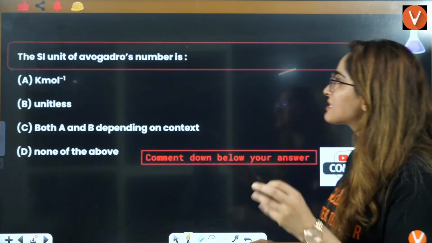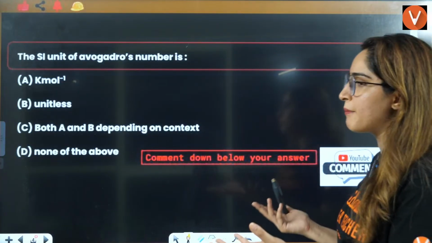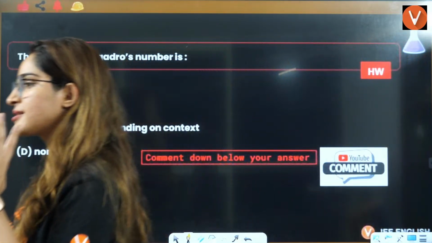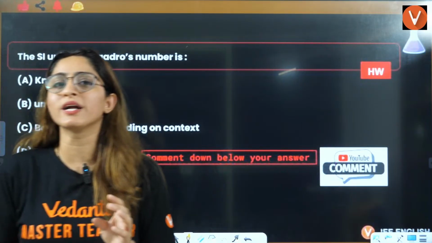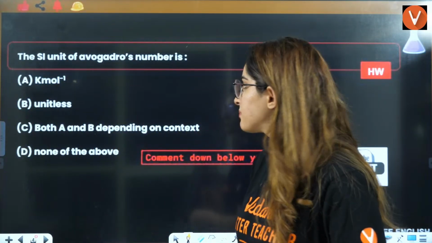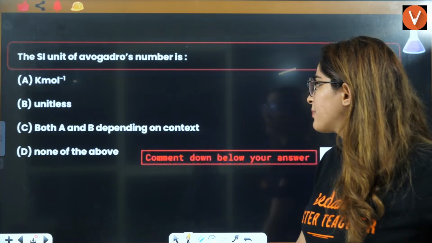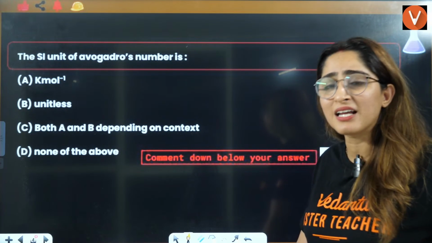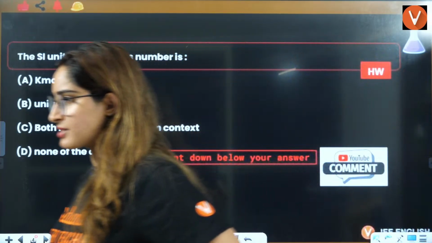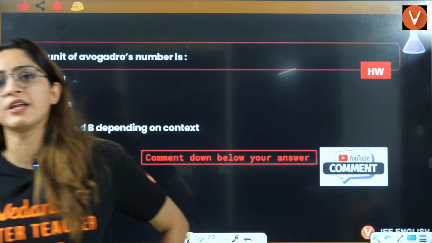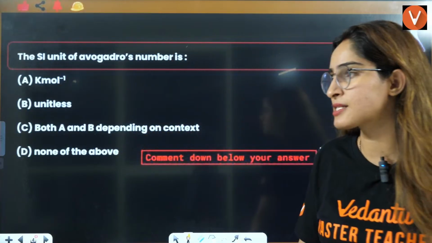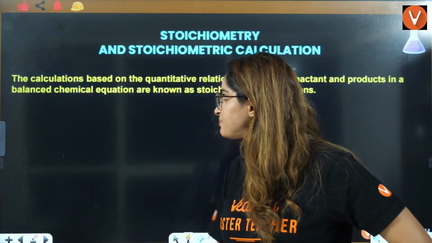Next is the SI unit of Avogadro's number. Avogadro's number is a simple number; there is no unit as such. Kelvin per mole, no. Both A and B depending on the context, no. It is a count of particles, and particles do not have any units. Chocolates do not have any units. So this will be a unitless quantity.